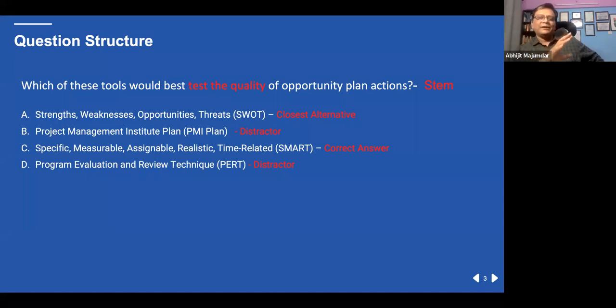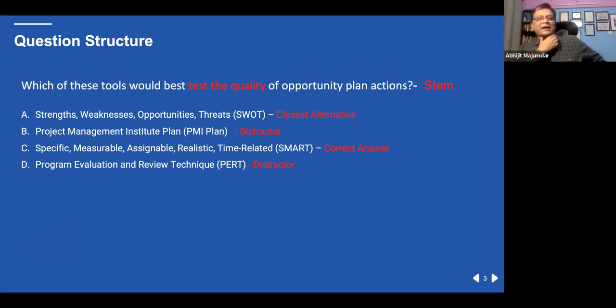The answers, again, you will have four different types of answers. One will be a very close alternative. Actually, there will be two that are basically what we call distractors. They are there just to distract your mind towards something. They are not the correct answers. They are just there to distract you. They may not be anywhere related.